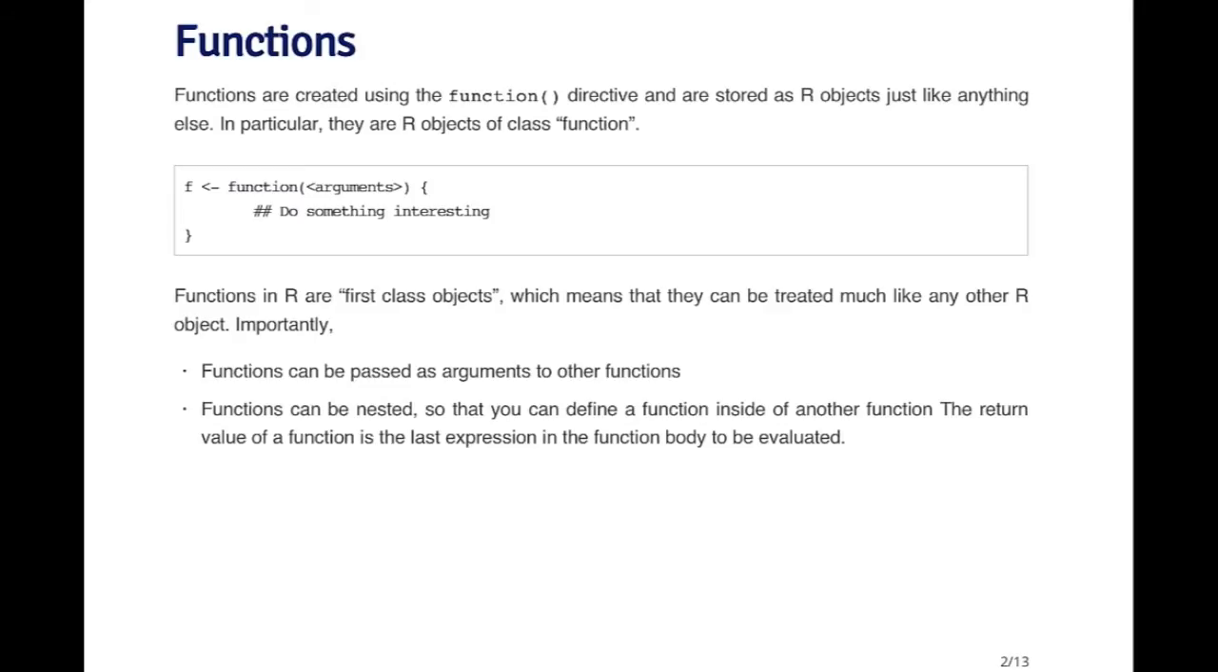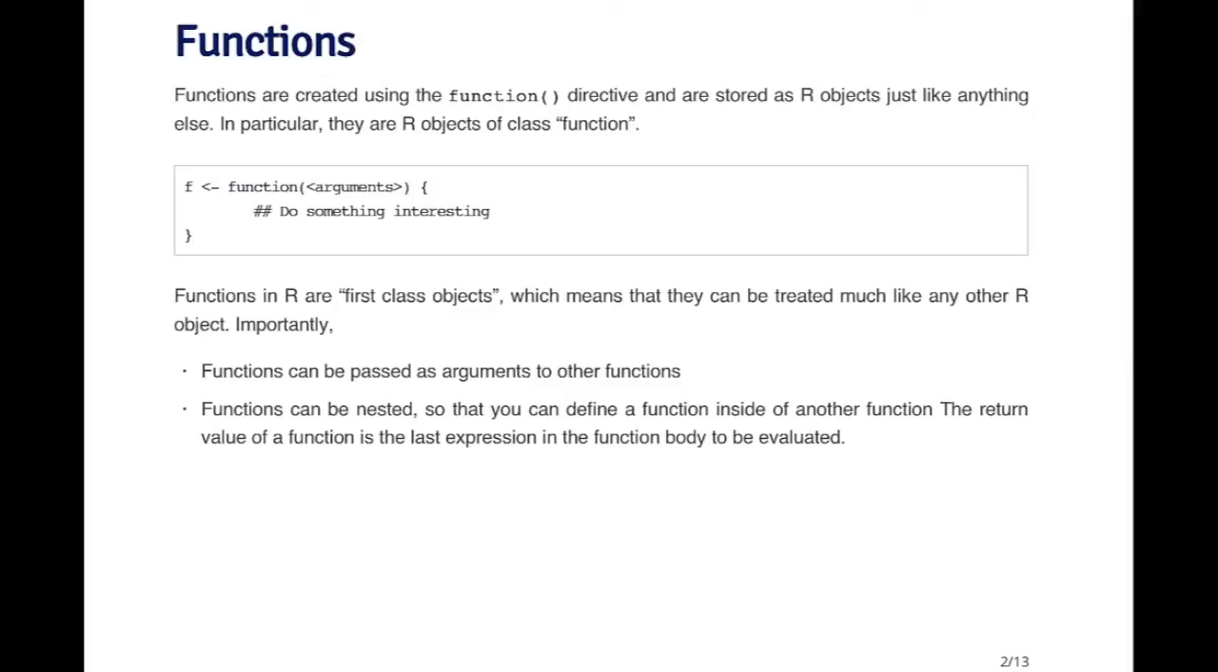So functions in R are created using the function directive, and functions are stored as R objects just like anything else. So you might have a vector of integers, a list of different things, a data frame, and then you have a function. In particular, R functions are R objects that are of the class function. The basic construction here is you assign to some object, here I call it f, the function directive, which will take some arguments, and then inside the curly braces there is our code, which does something that the function does.